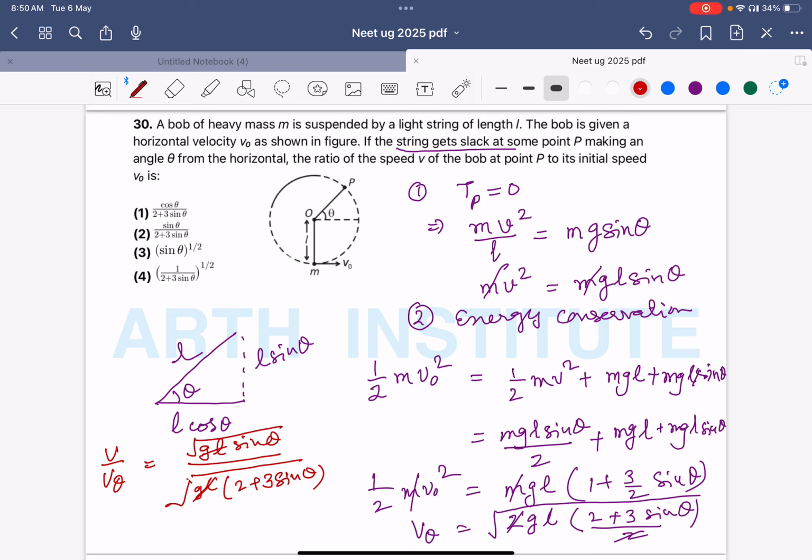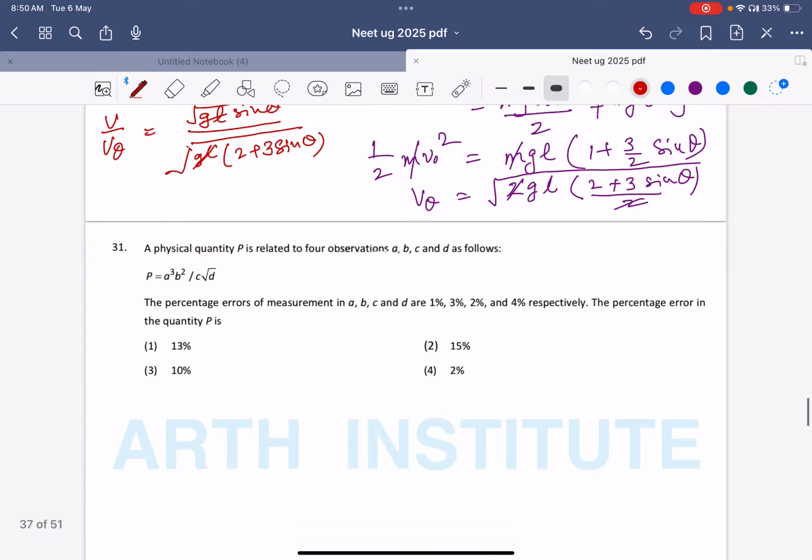So this is sine theta divided by 2 plus 3 sine theta. And you can see here the choice is second is the correct answer. Is that okay? So you note, the important thing here is two concepts. String slack, that means tension is 0, and centripetal force is now provided only by the component of weight along the string. And second is the energy conservation. Two concepts, but it is easy.